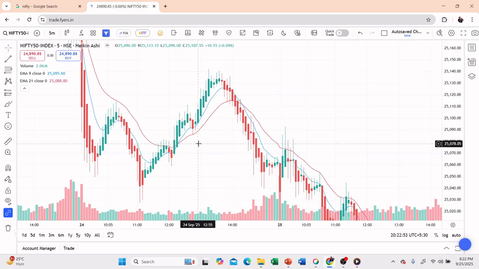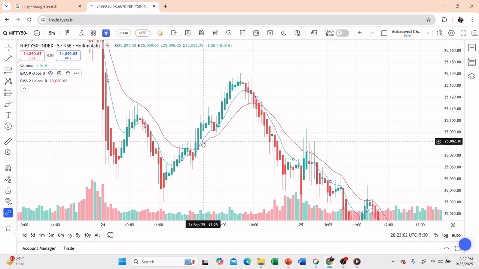So for the 9 and 21 combination, according to the rule we have just explained, if you can see here, if the 9 crosses and goes above 21, it becomes a buy signal.